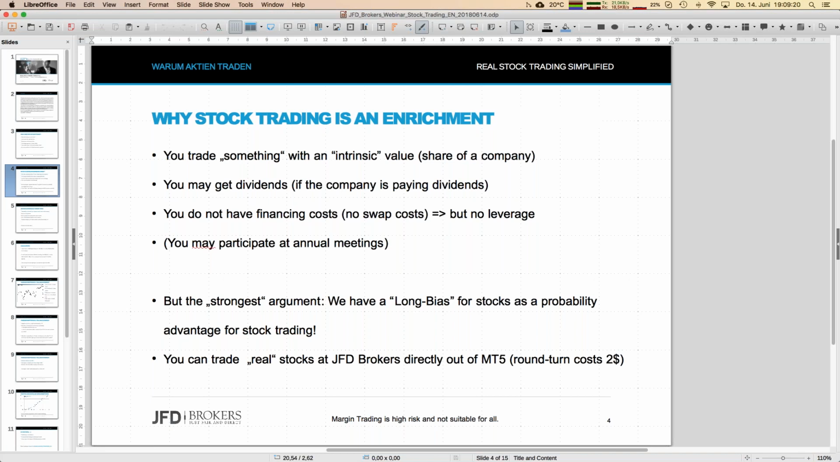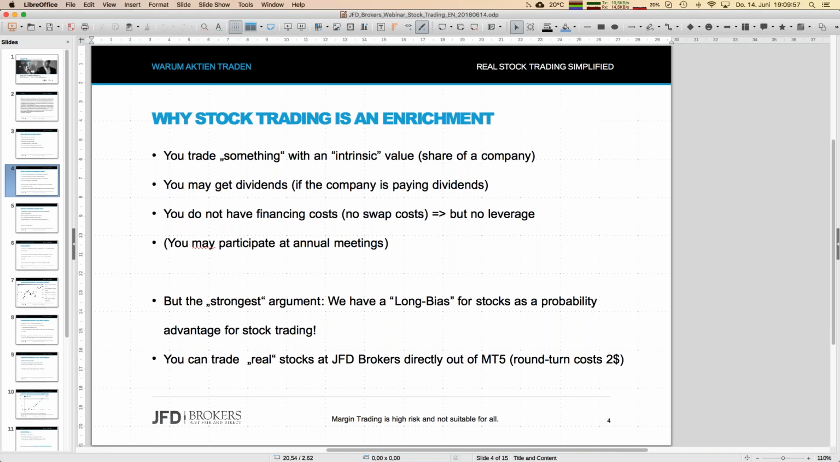It's different than if we open a long trade on euro, US dollar. Then we don't buy something with an intrinsic value. And that's a completely different story when it comes to real stock trading. The other aspect is that you get dividends. Okay, only if that company is paying dividends, but a lot of companies are paying dividends, and so we can take that income, that return, already as a small starting point. So why not? It has already a positive aspect that we get dividends.